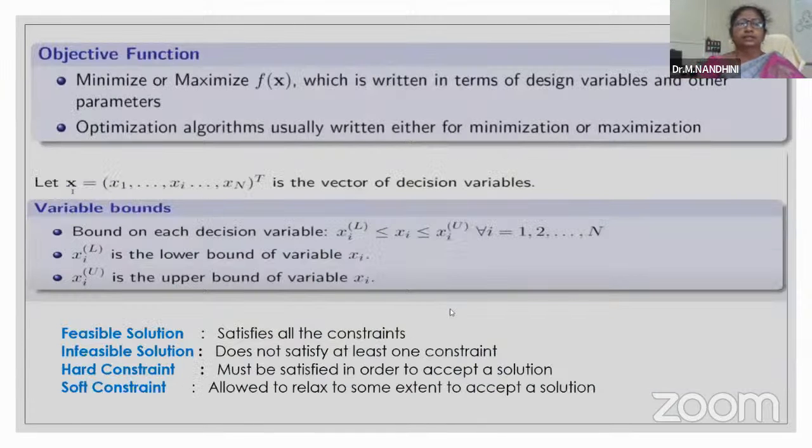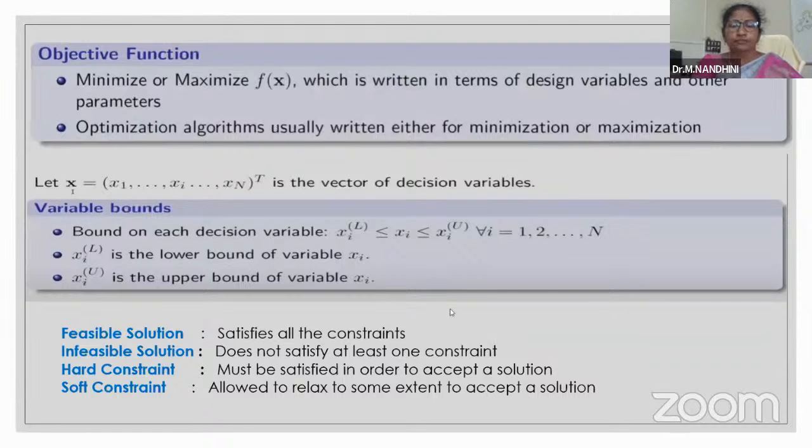Then next, the objective function. After deciding the design variables and the constraints, those two parameters help in finding the best one. That best one is obtained by this objective function. Either it can be minimized or maximized, we have to find it out. Then for each variable some boundary is there, that is also given. So this is all about the optimization model for any application.